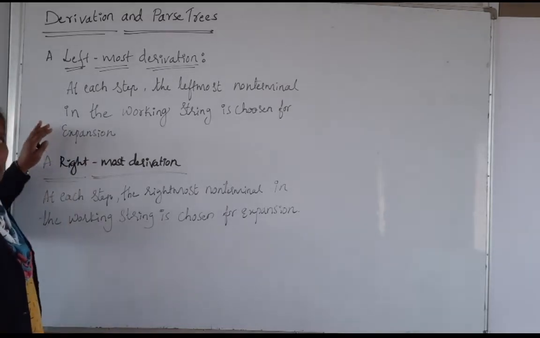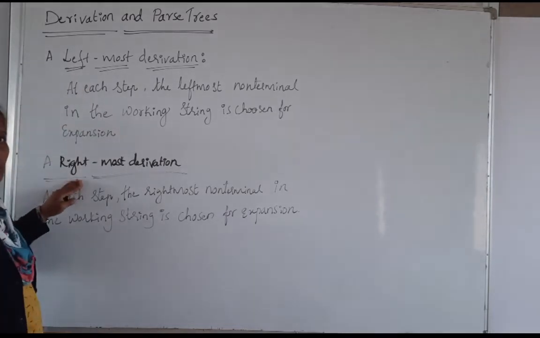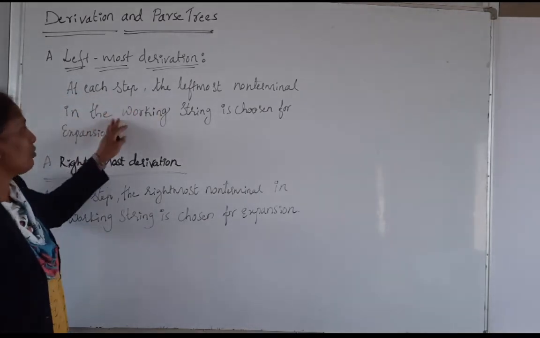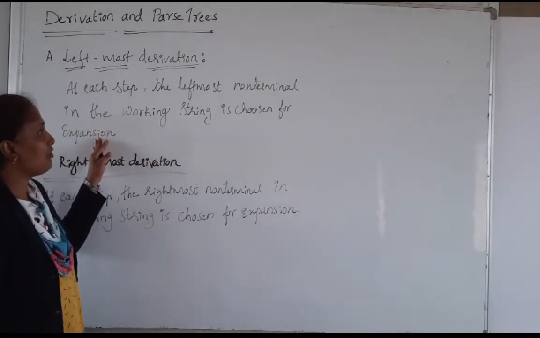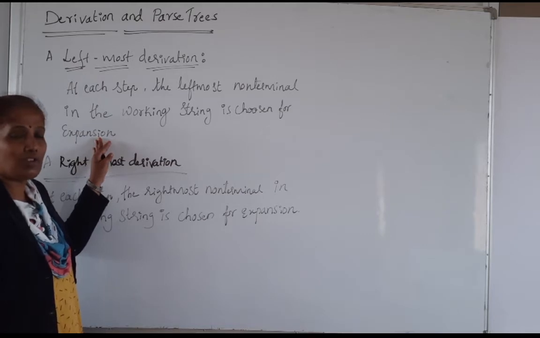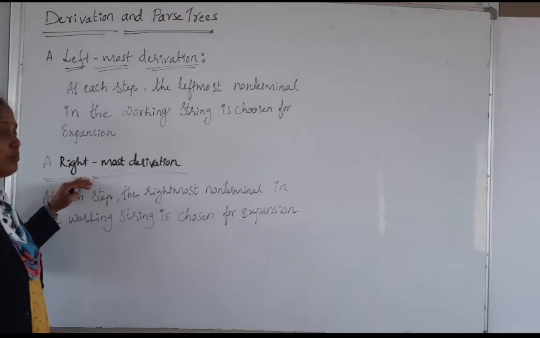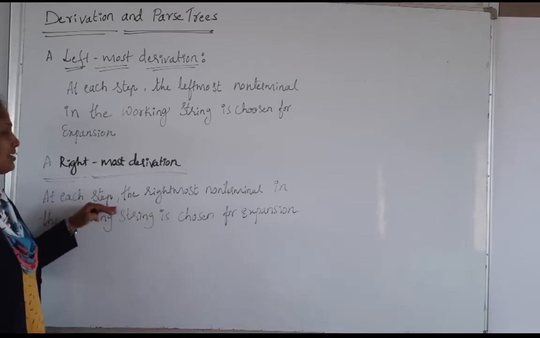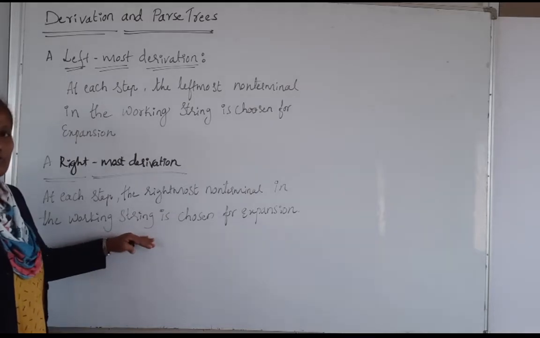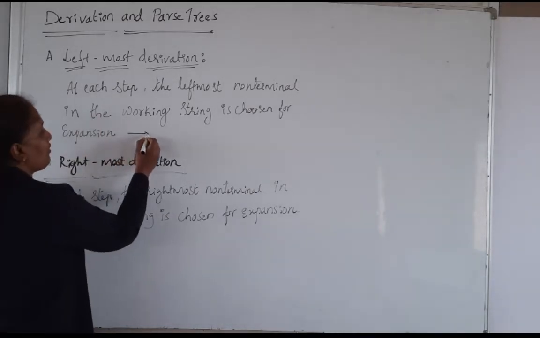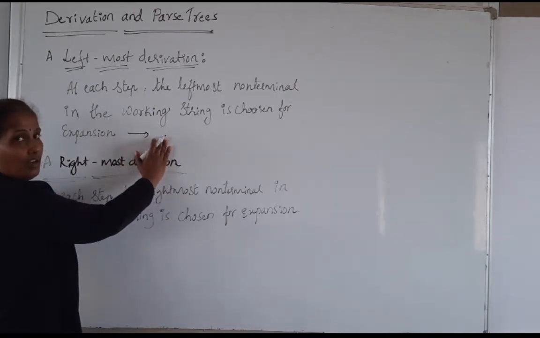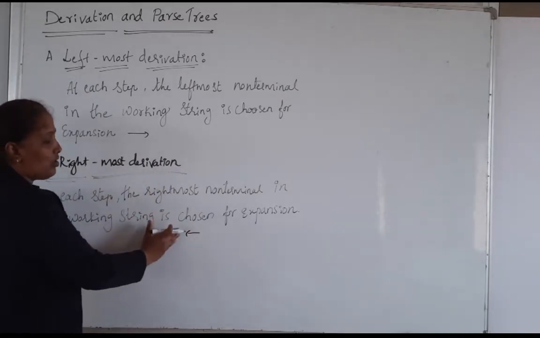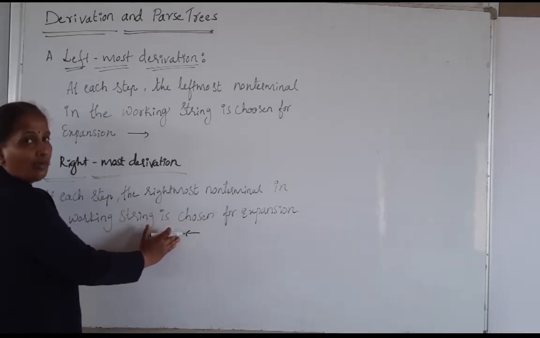So the derivation is broadly divided into two types: leftmost derivation and rightmost derivation. In a leftmost derivation, at each step, the leftmost non-terminal in the working string is chosen for the expansion. So here we choose the leftmost non-terminal for expansion in each iteration. In case of rightmost derivation, it is exactly the opposite. In the rightmost derivation, at each step, the rightmost non-terminal in the working string is chosen for the expansion. In the leftmost derivation we are moving from left to right, so we choose the first leftmost non-terminal for the expansion. In the rightmost derivation, we are moving from right to left, so we expand the rightmost non-terminal first.